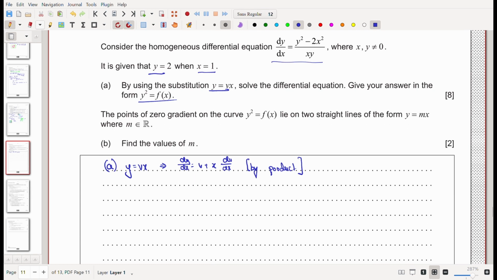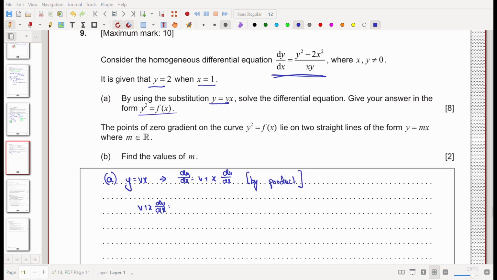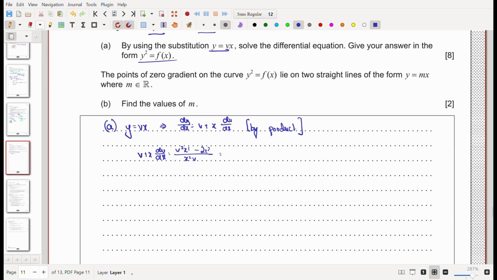Now let's substitute in y is equal to vx into this equation. So dy by dx, which is v plus x dv by dx, is equal to v squared x squared minus 2x squared, whole divided by x squared v. Now you can see that the x squared almost entirely cancels itself out, because when we take x squared as common, we get v squared minus 2 whole divided by x squared v. Canceling out the x squared, you get v squared minus 2 by v is equal to v plus x dv by dx.